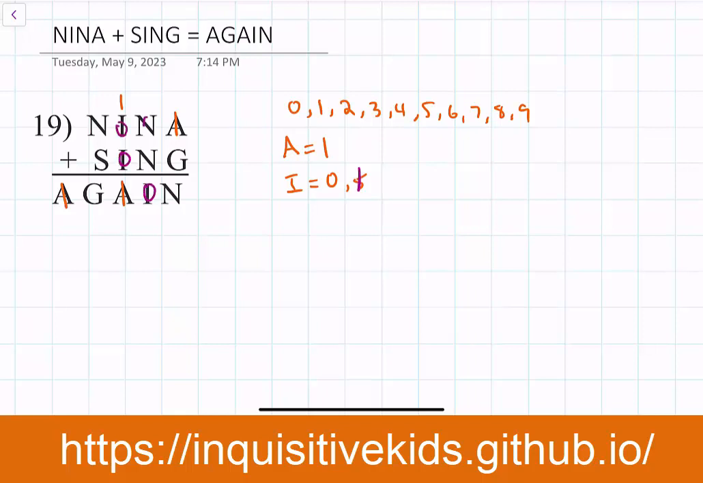So then N would be 5. And there would be nothing being carried to the tens place. So then G would be 4. And again, here the N equals 5. And S would be 9. So there we have it. It's a very quick problem. Now let's rewrite our solution. A equals 1. I equals 0. N equals 5. G equals 4. And S equals 9. That is our solution.